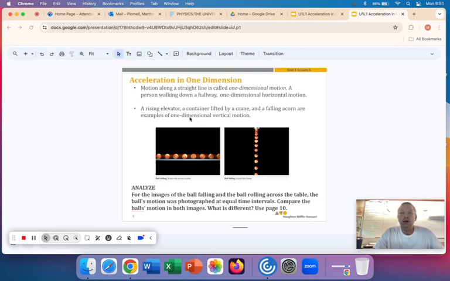We can also think of the vertical dimension, like a rising elevator, or a container lifted by a crane, or a falling acorn. What could be your own example of one-dimensional vertical motion, such as a raindrop falling from the sky?